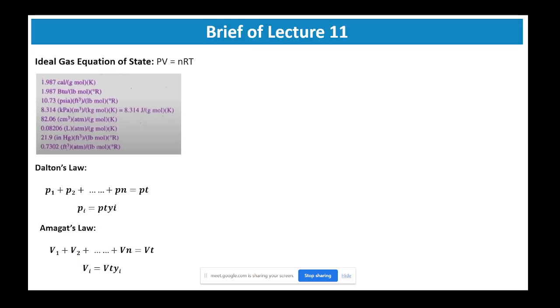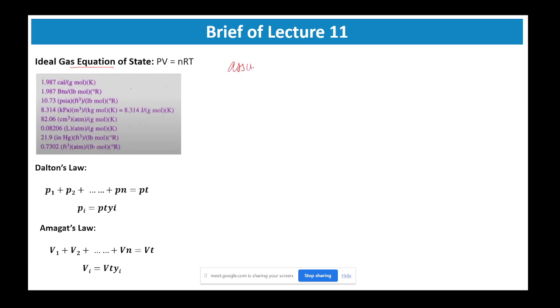So, starting with a brief of what was taught in lecture 11. The lecture covered the ideal gas equation of state and various laws. This is the most basic equation which you use in chemical engineering. So what does ideal gas equation of state mean? Ideal gas is any gas that has no molecular interaction.